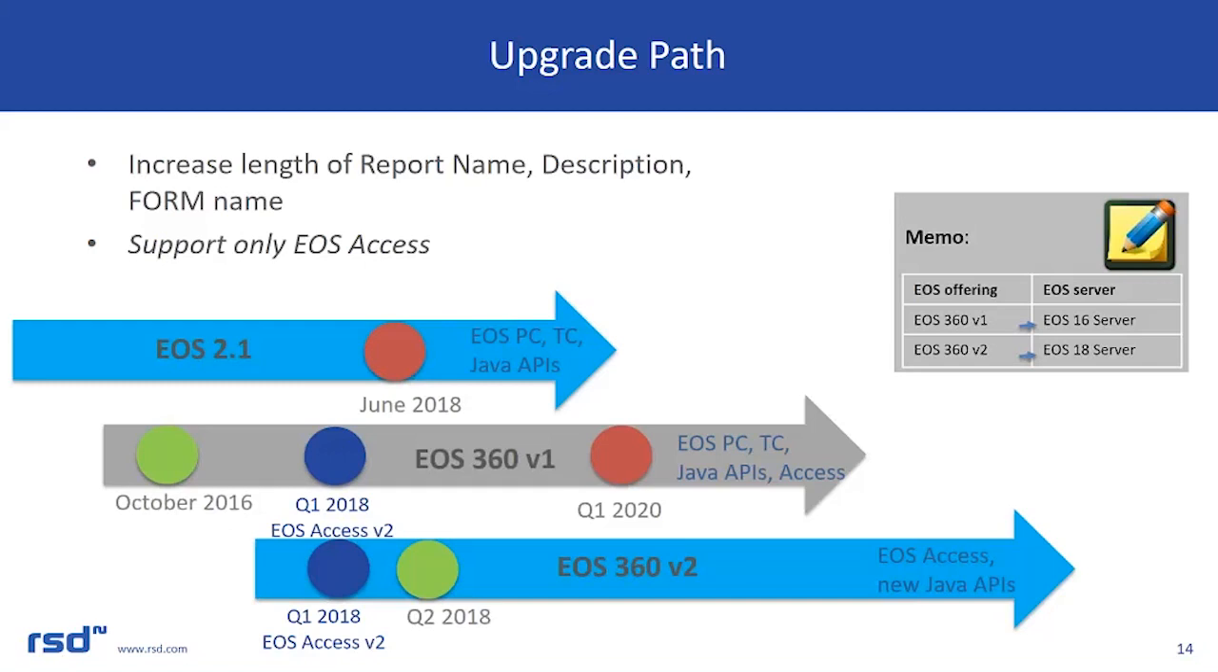It's going to use the new protocols that we're releasing in EOS version 2 through EOS Access and its new Java APIs. Last but not least, these server levels for each EOS 360 are noted in the upper right corner. Not to get you confused, those are server level releases. They're not product levels. They're specific server level release comments.